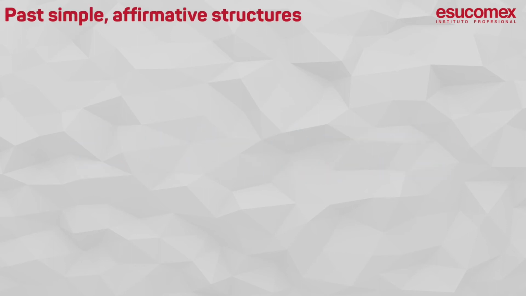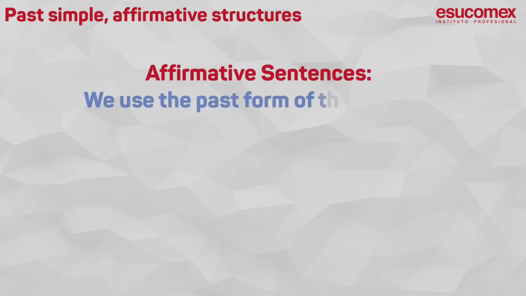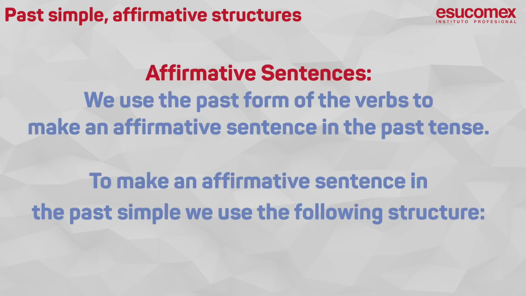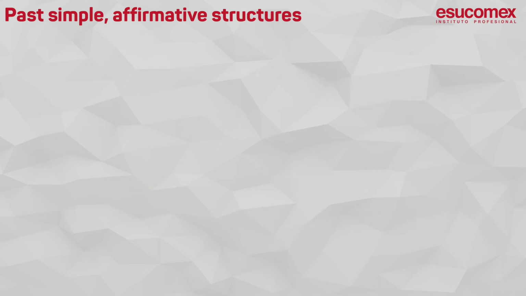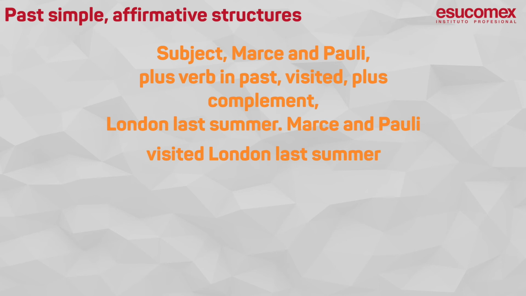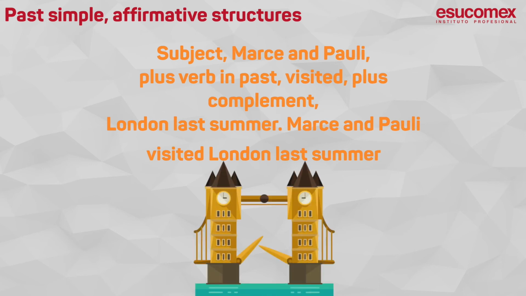Past simple affirmative structures. Affirmative sentences. We use the past form of the verbs to make an affirmative sentence in the past tense. To make an affirmative sentence in the past simple, we use the following structure: subject, Marce and Pauli, plus verb in past, visited, plus complement, London last summer. Marce and Pauli visited London last summer.